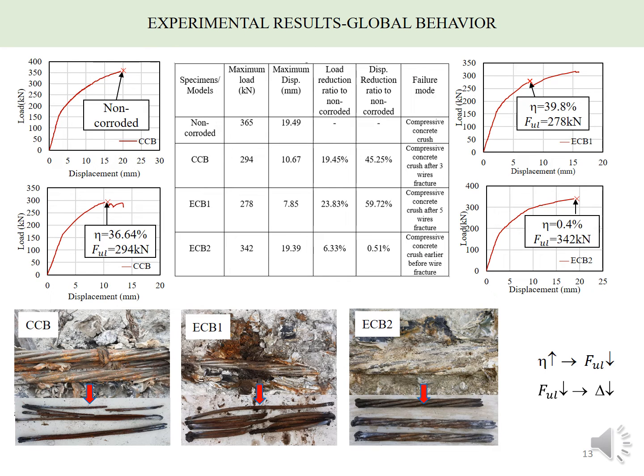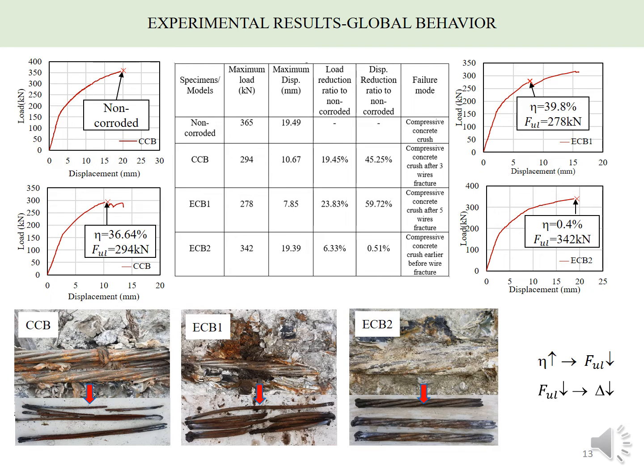As a result, the CCB specimen with 36.64% section loss experienced three-wire fractures, ECB1 with 39.8% experienced five-wire fractures, and ECB2 with 0.4% of section loss experienced no wire fracture at all.